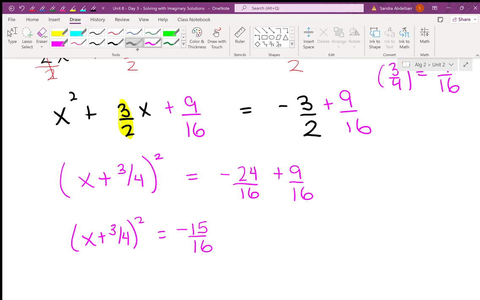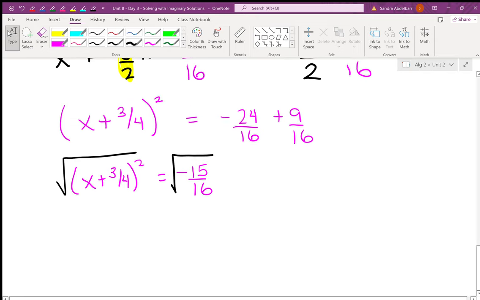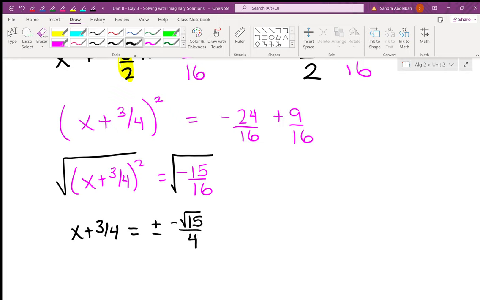To undo a square, we will take the square root. The minute I take the square root, what do I have to account for? Good. So now we're going to have plus or minus the root of negative 15 over 4, since 16 is a perfect square.